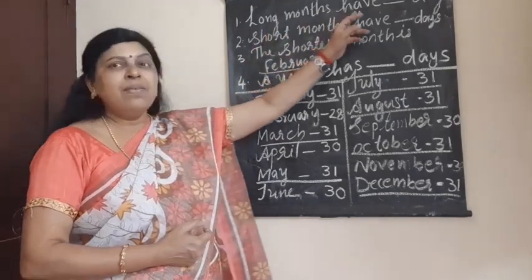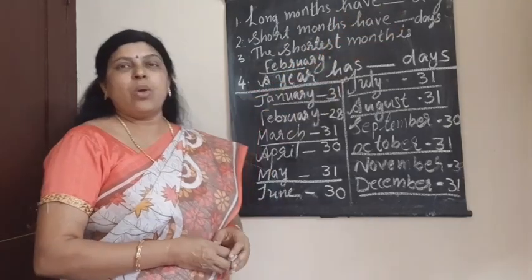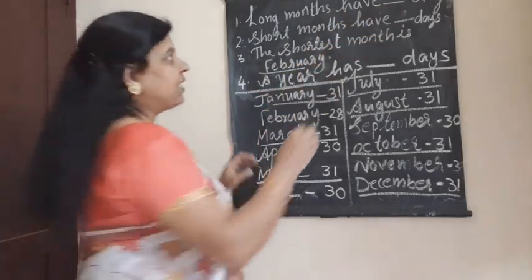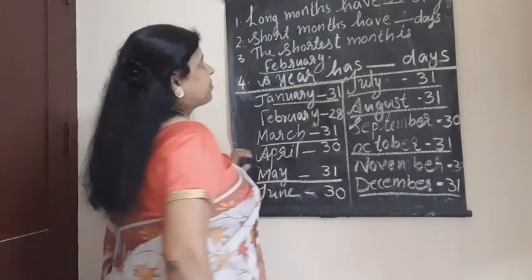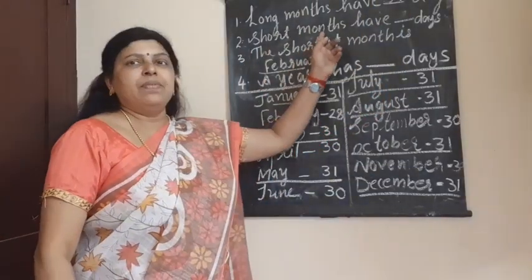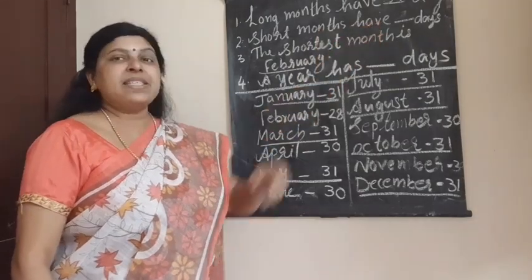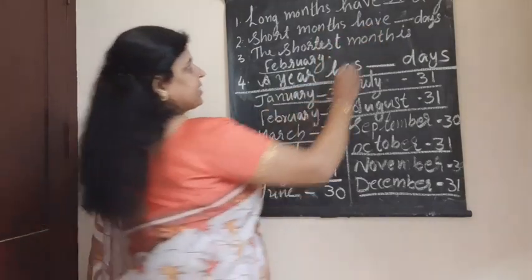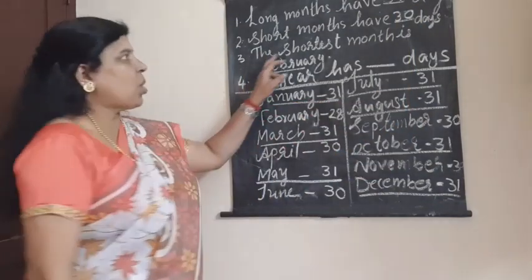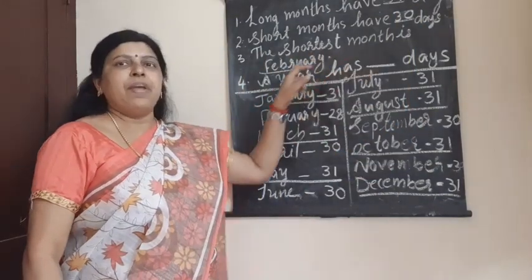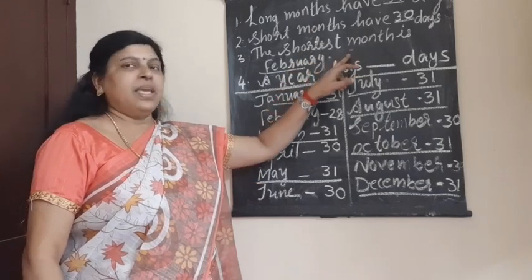See, here, look all of you. Long months have dash days. Long months have 31 days. Short months have dash days. Short months have 30 days. The shortest month is February.